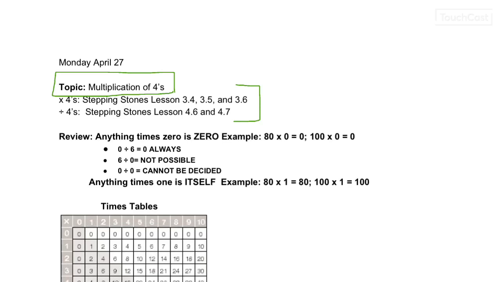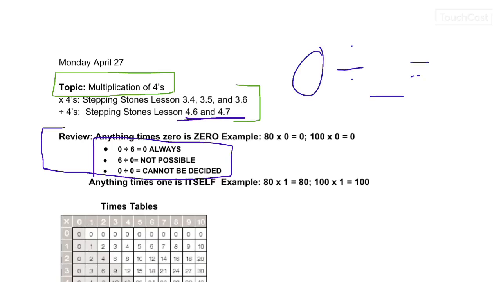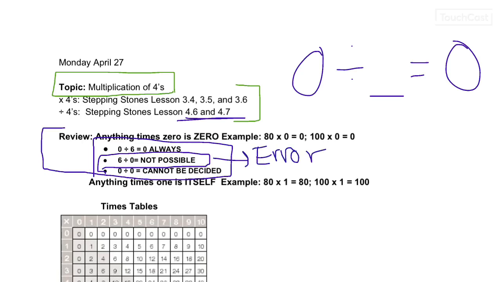In our review, remember anything times 0 is 0, but I wanted to explain something that the stepping stones pages will go over when you do the 0, dividing by 0. The only division you can always do starts with a 0 in the front. 0 divided by something will always give you 0. The second one, 6 divided by 0, is not possible. Even if you try to type it into a calculator, you're going to get the error sign. You can't do it.